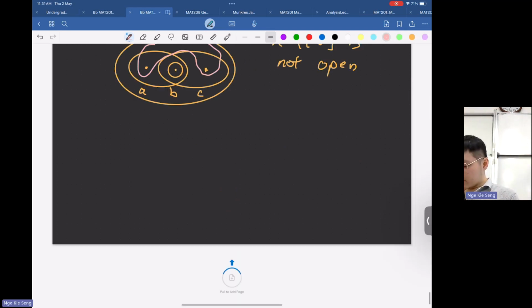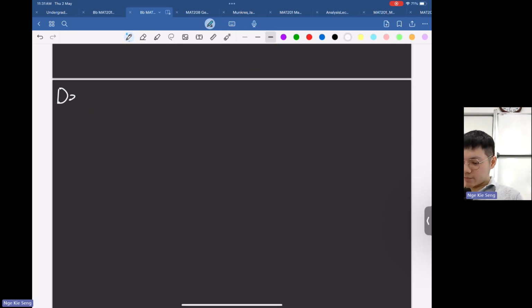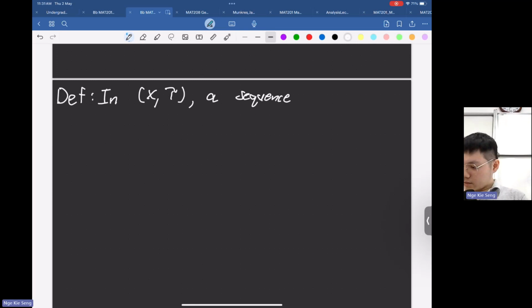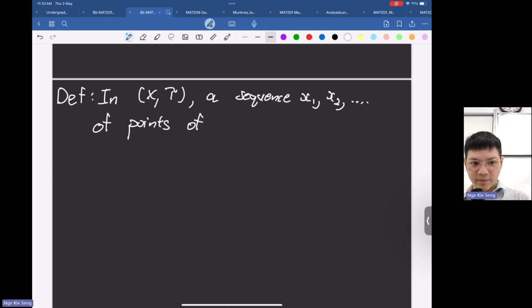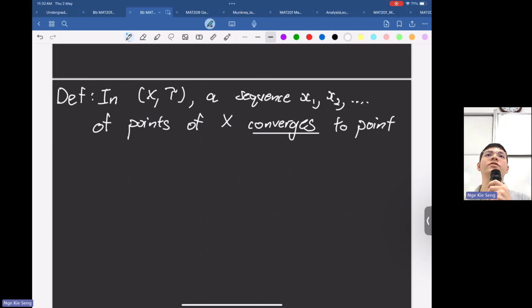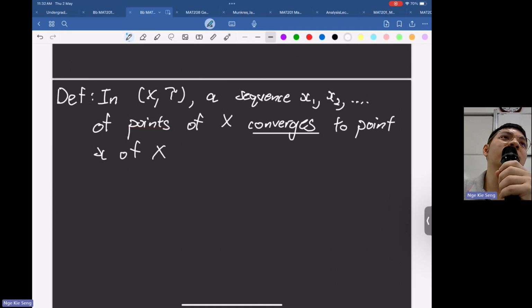Another thing before we go to that definition, we should talk about convergence first. So in a topological space, a sequence x1, x2, of points of the space X, we say that it converges. How to talk about convergence here then? Any idea? So what is convergence in a metric space? This is MA1 that I taught. Let's recall your MA1 knowledge of convergence of a sequence.